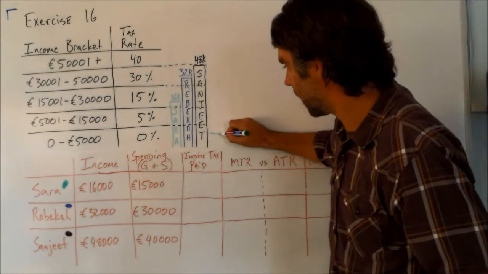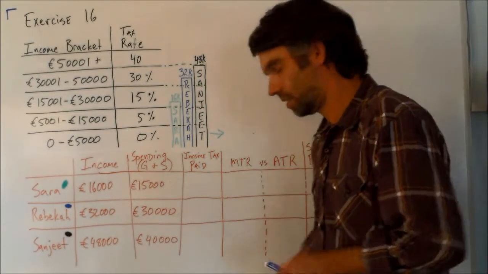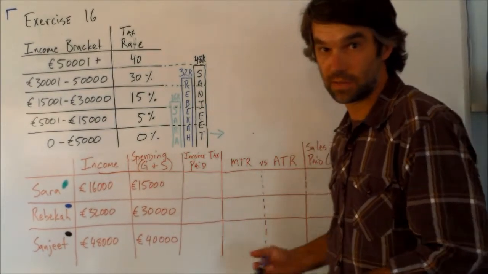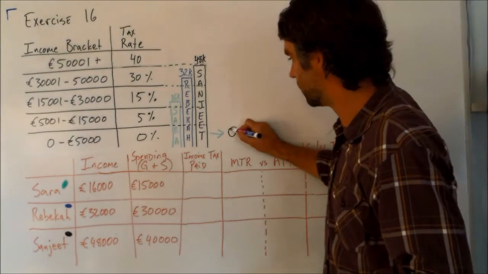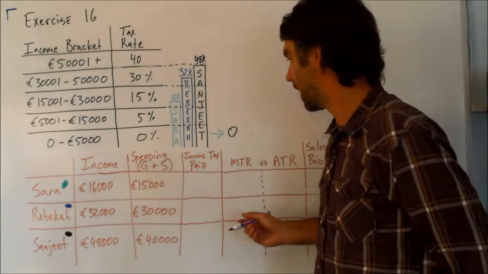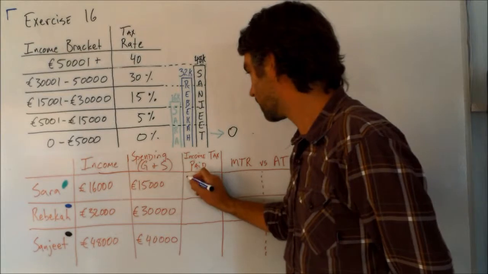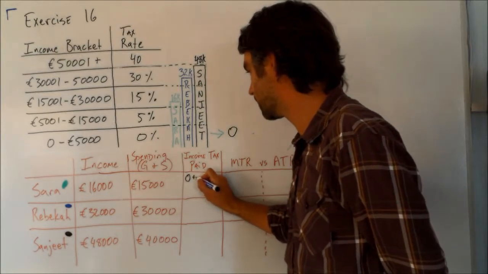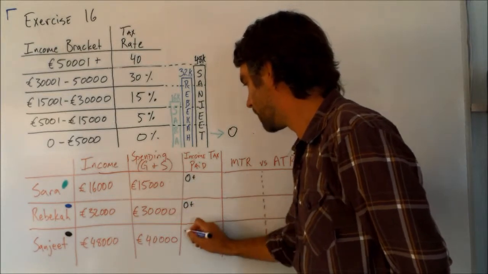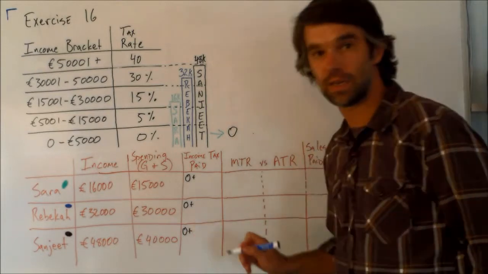Well, this one obviously, 0% of anything is 0, so this works out to be 0. That's simple. Okay? So we can say for Sarah, her income tax paid is going to be 0 plus, as well as for Rebecca and for Sanjeev.